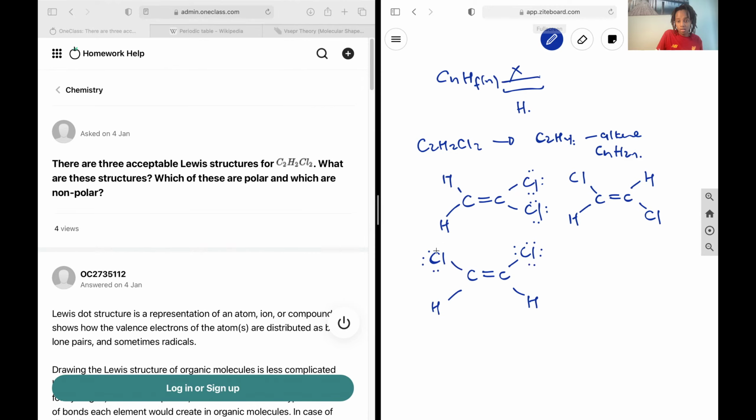And so we haven't changed any of the formal charges. We haven't changed any of the valence electrons. We've just moved where the chlorines are. And so these are the three acceptable Lewis structures because all of them check out in terms of the counting.